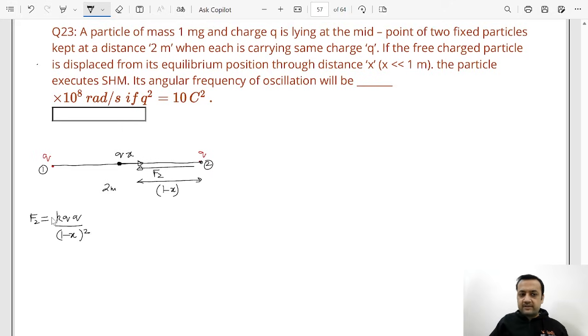This is the force towards left, which is why I'm putting a minus sign. And what is the force applied by the right particle? Right particle is applying a force F1. What is the value of F? Not the right, left particle.